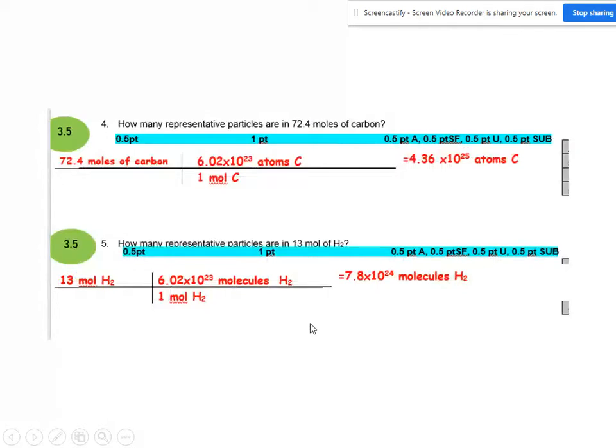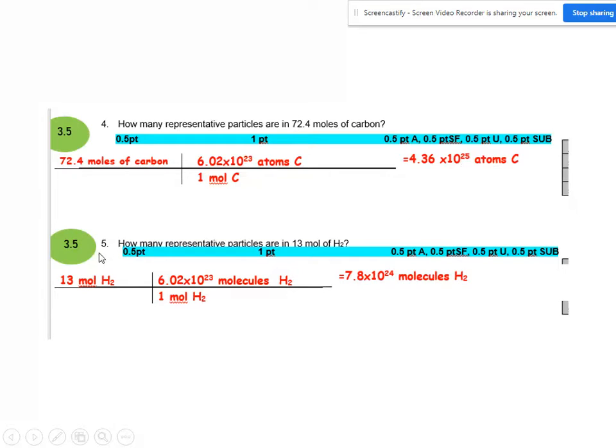For the next one, we're looking at number 4. You're going from moles of carbon to representative particles, which would be atoms. You can't just have representative particles. You know the formulas. You know what the formulas mean. You have to make sure that you include the type of particle. So this would be atoms: 4.36 times 10 to the 25th atoms of carbon. If you forgot your power of 10, it's minus a half for the answer.